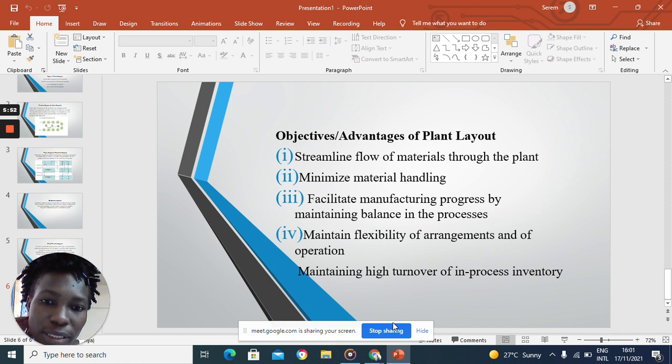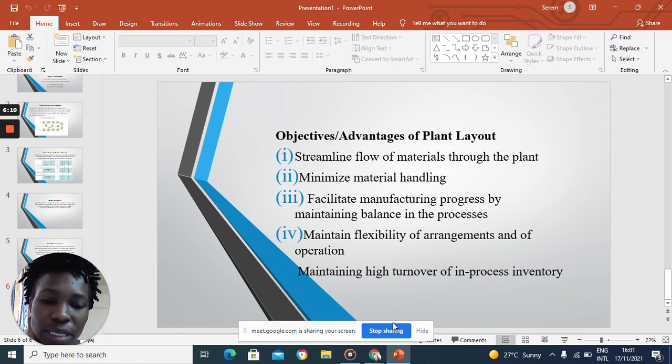Third, we want to facilitate manufacturing progress by maintaining balance in the processes. When you have a good layout in your industry, depending on the product that you're processing or depending on the processes that you're going to have, you're able to facilitate a smooth manufacturing.